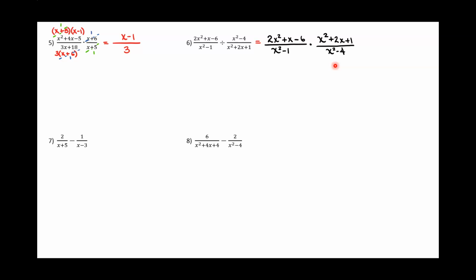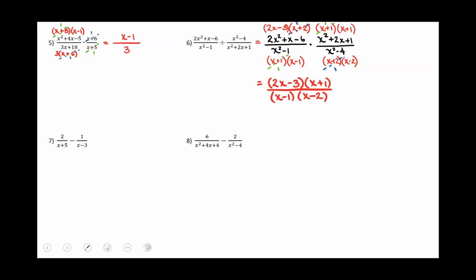So I'm going to begin by factoring everything. So this trinomial factors into 2 binomials. X squared minus 1 is a difference of squares. This trinomial factors into 2 binomials, and x squared minus 4 is the difference of squares. So then remember that you can cancel vertically and diagonally. So I could cancel this x plus 1 with this x plus 1, and I could cancel this x plus 2 with this x plus 2.